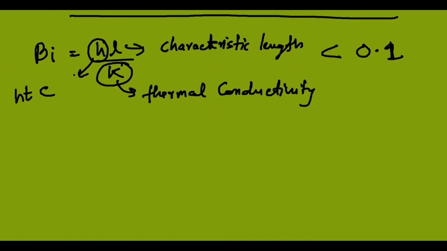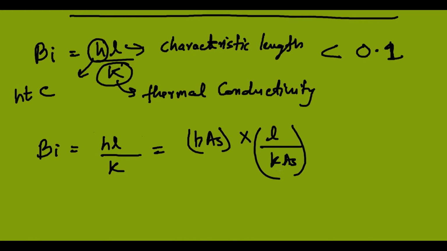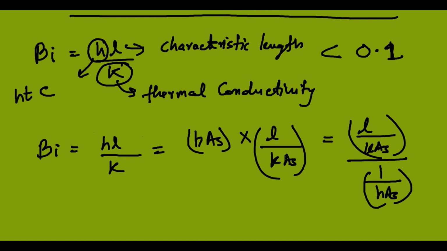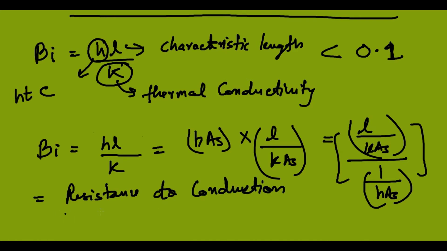Only if this Biot number is less than 0.1 can we use this lumped capacitance. So we can write this Biot number in another way. Biot number equals hL by k, so this is what we had. We can also write this as h into A, I am multiplying with the surface area of the sphere over here, into L by kA, and I am also dividing with the surface area of the sphere. So this I can write as L by kA_s divided by 1 by hA_s. I hope you understand that both of these are similar things. I have not altered the expression, I have only written it in a different way. So what does this term indicate? This term is the ratio of resistance due to conduction, and in the denominator what we have is resistance to convection.